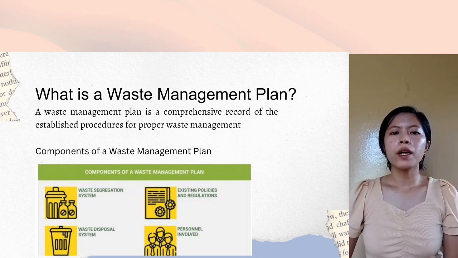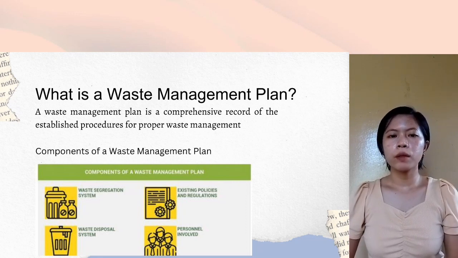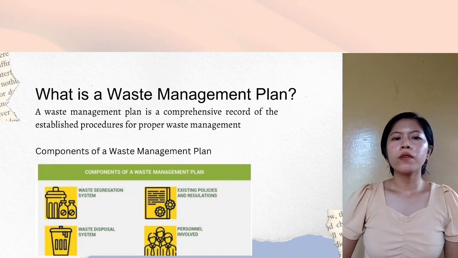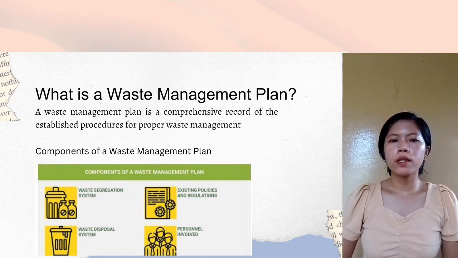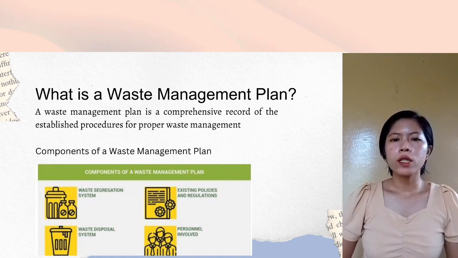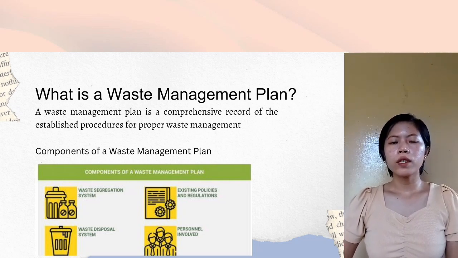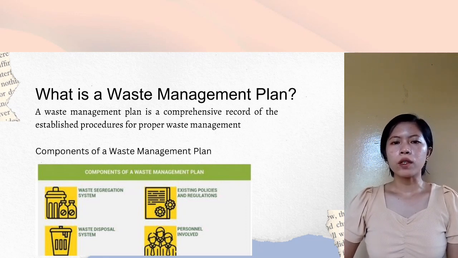What is a waste management plan? So a waste management plan is a comprehensive record of established procedures for proper waste management. Components of a waste management plan are waste segregation system, waste disposal system, existing policies and regulations, and the personnel involved. Waste segregation is the sorting and separation of waste types to facilitate recycling and correct onward disposal.